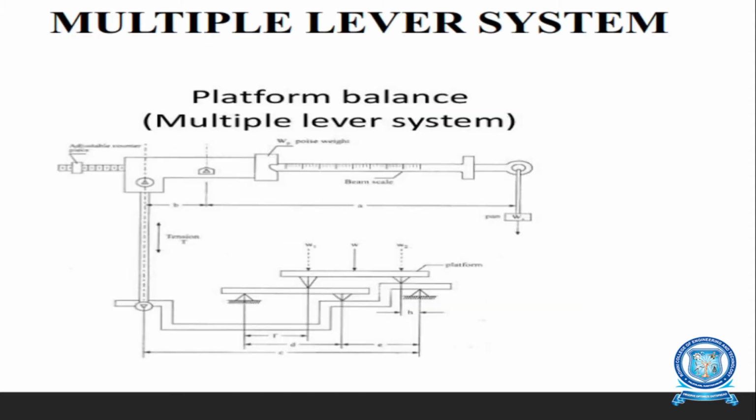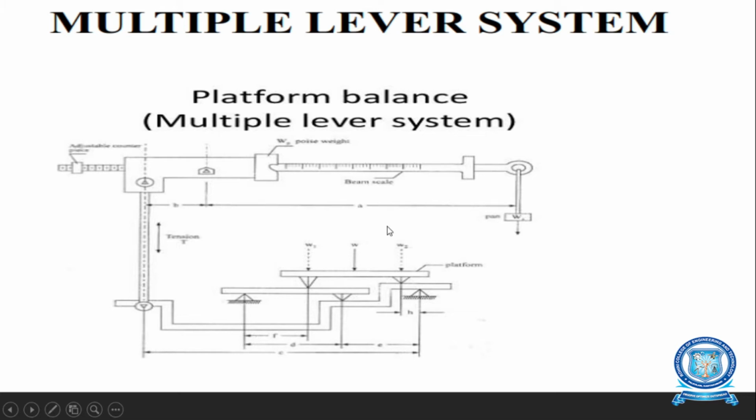And the next one is the multiple lever system. In this multiple lever system, it is used for the measurement of larger weights when compared to equal and unequal arm balances. The measurement of large weight W can be done by using two smaller weights, WP and WS, where WP is the weight of the poise and WS is the weight of the pan.